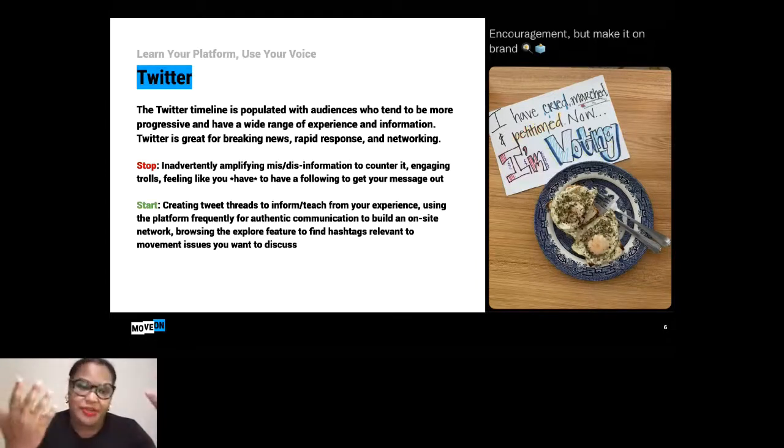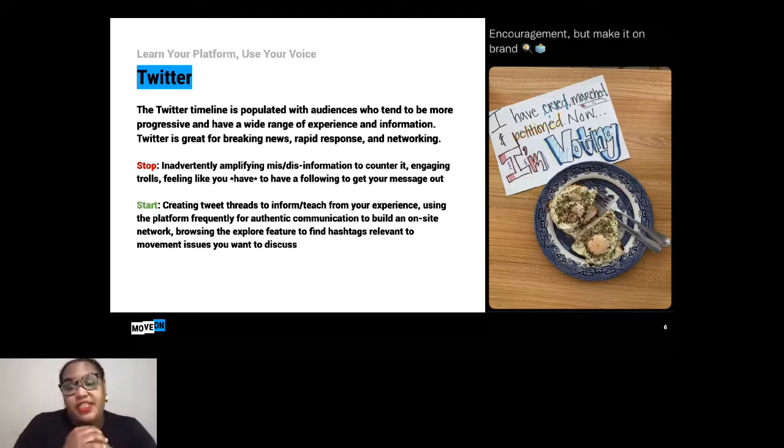So things to start doing: creating tweet threads to teach and inform. If you have a lot of expertise on a thing, make a tweet thread. Folks love tweet threads. Using the platform frequently for authentic communication.